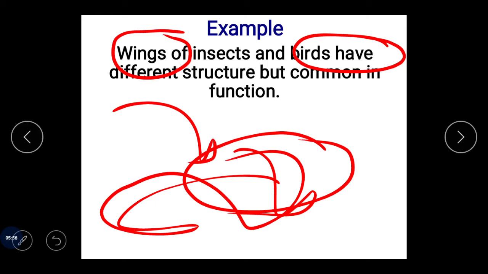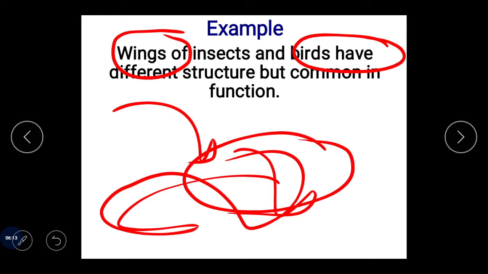But if you look from the perspective of function, if you just go through the functions of the wings in case of birds, and the functions of the wings in case of insects, though they have an evolutionary relationship, that they have the concept of evolution.